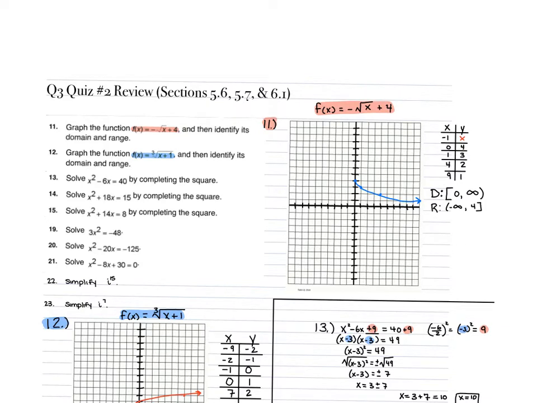Well, if you graphed it without using any points, you're not getting credit for that. You've got to have some points. You can't just rough sketch it. Secondly, it asks for the domain and range. So those are things that we need to find.